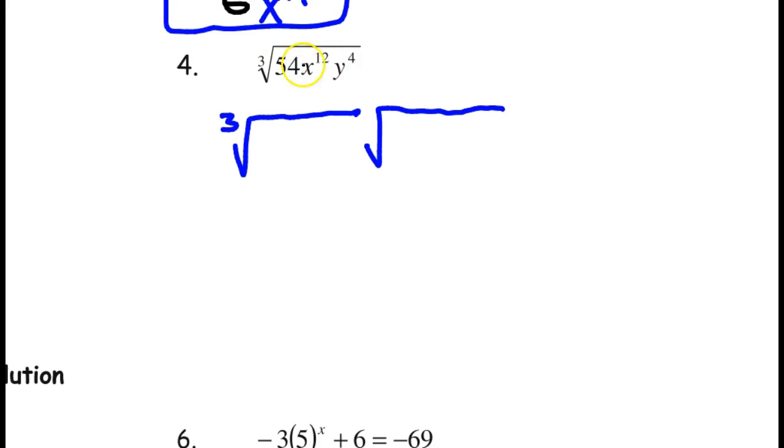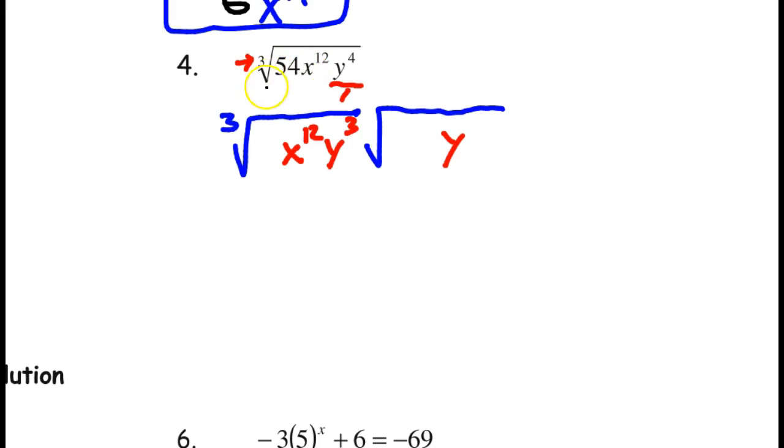So, for instance here, like the x to the 12th, I can divide 12 by 3, or whatever's out here. So I'm going to put that on this side. Now the 4, I can't divide 3 into 4, but I could divide 3 into 3, and I'll just have an extra y over here to make 4. So you see I'm breaking this part up into 2 parts, something I can divide 3 by, and anything left over here. And the 54 is not a perfect cube.